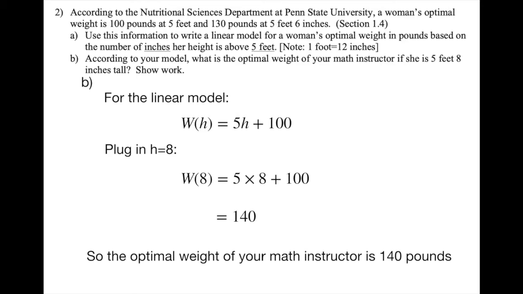That means the optimal weight is 140 pounds. That's part B. Question number 3: find the inverse function of the model. First, you want to write your model not using the function notation, so it's easier for the calculation. So D equals 650 times T plus 8400.